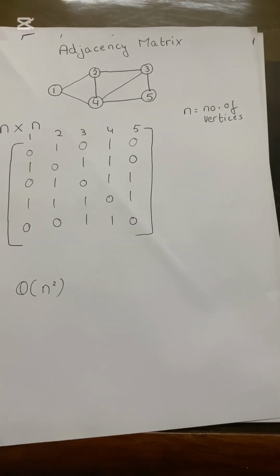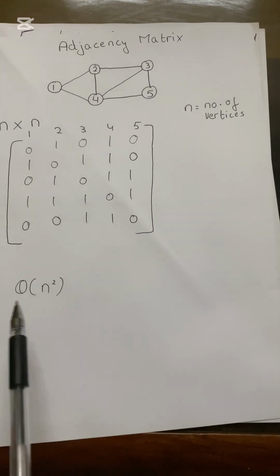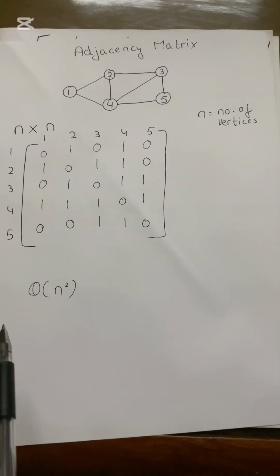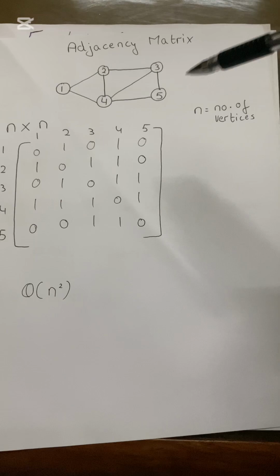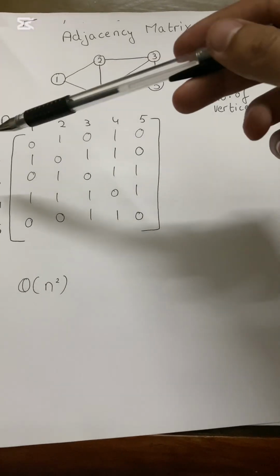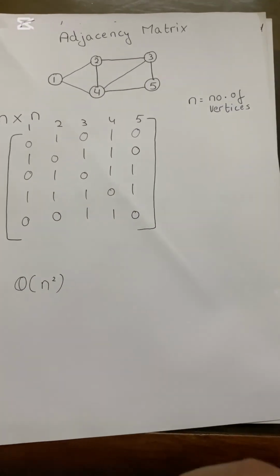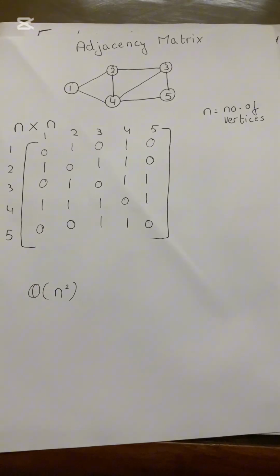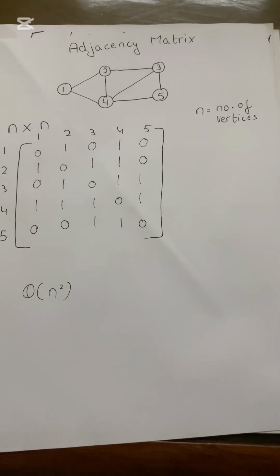Then talking about the space complexity, that we'll get would be theta n square. Why n square? Because we have n number of rows and n number of columns, so the space complexity that we'll get would be theta n square.